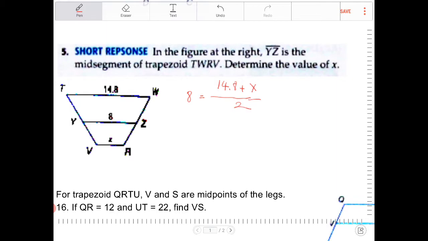So, okay, we're going to solve for X. We're going to multiply both sides by 2, and that's 16 is equal to 14.8 plus X. Subtract both sides by 14.8. We end up with X is equal to 1.2.